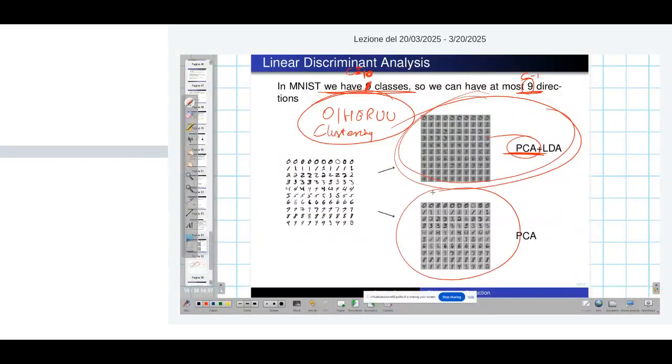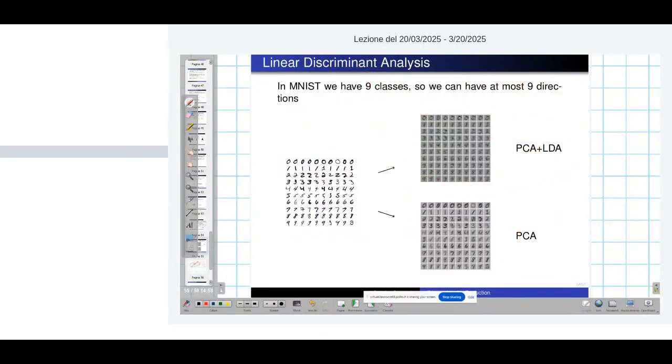LDA versus PCA. What will we observe? Well, it is much more difficult to recover the original image. Let's look at this one. It looks like this, but it should be this. So we don't see the original image anymore. It's maybe not completely evident, but it's much clearer in the PCA version of the image. Why? Because PCA tries to reconstruct the image as well as possible. That's not the goal of LDA. LDA is trying to find directions over which we can separate the classes well.